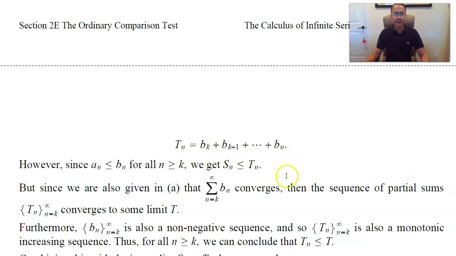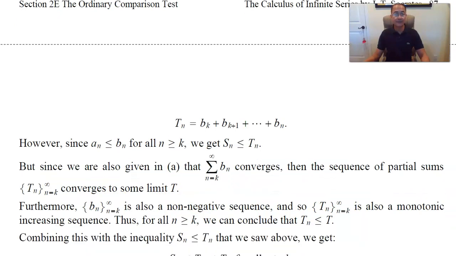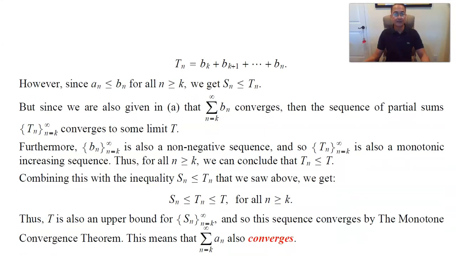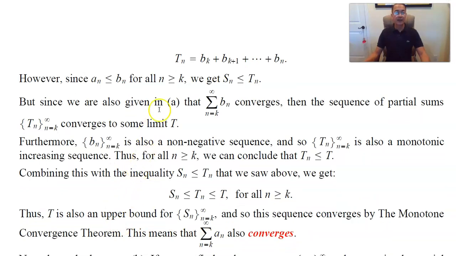All right, we are given that this infinite series made of the B sub n's converges, so the partial sums for summation of B sub n must converge to some limit, and let's call that limit t. Okay, but we know that each A is less than or equal to each B, so therefore the partial sums for the A's must be smaller than or equal to the partial sum for the B's.